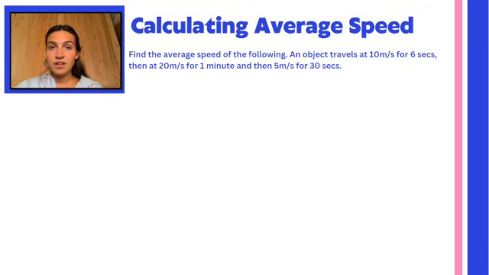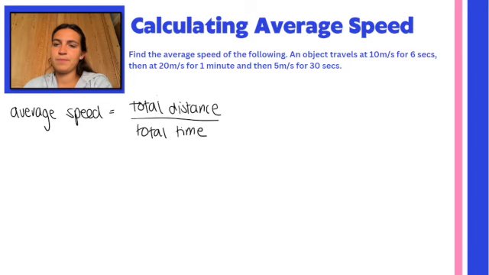Okay, now we're going to look at dealing with calculating average speeds. So we've got to find the average speed of the following: an object traveling at 10 meters per second for 6 seconds, then 20 meters per second for a minute, and then 5 meters per second for 30 seconds. So first thing to do, write down my equation. Average speed is total distance divided by total time. So let's try and find that information in my question.